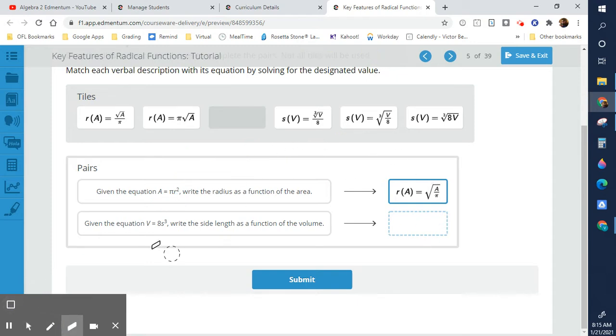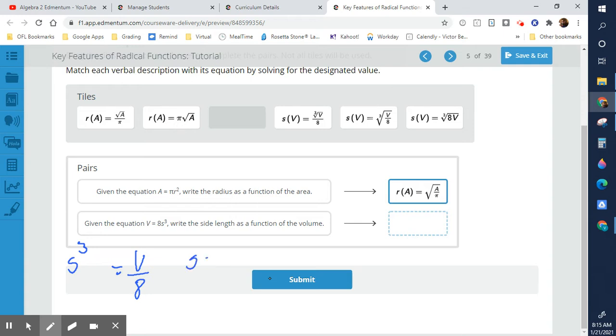All right, and the next one is given this equation, we're going to solve for the length. So in this case, it's a side length, so that's why they call it S. So in this one, we're going to have to divide by 8. So V over 8 is equal to S cubed, because it looks like we're dealing with a cube. And we need to get rid of this cube. So how do we do that? We're going to have to take the cubic root of both sides.